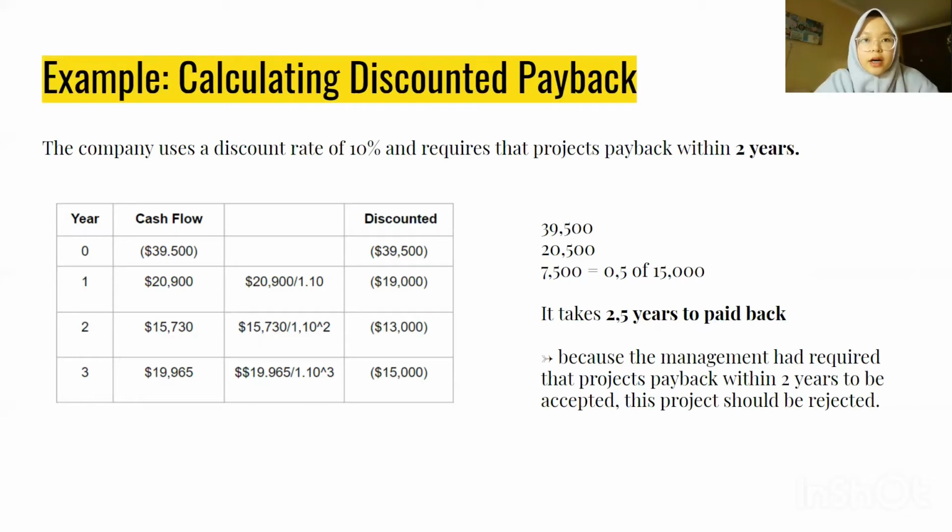We know that the present value formula is future value divided by 1 plus interest rate to the power of t, and then we get the discounted cash flow. But in the last one, if we calculate them, it is more than 39,500. So there is 7,500, which is half of 15,000. Sorry. So it actually takes 2.5 years to pay it back. Because the management required that project payback within 2 years to be accepted, this project should be rejected.